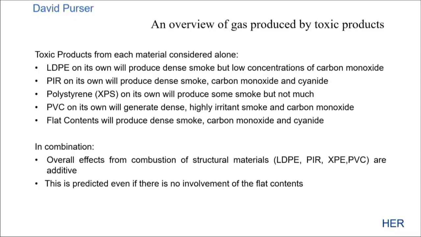Right. So the breakdown is that the toxic product from each material considered alone, the LDP on its own will produce dense smoke but low concentrations of carbon monoxide. PAR on its own, dense smoke, CO and cyanide. Polystyrene, a little bit of smoke. PVC, a lot of smoke, hydrogen chloride and carbon monoxide. And the flat contents, smoke, carbon monoxide and cyanide.